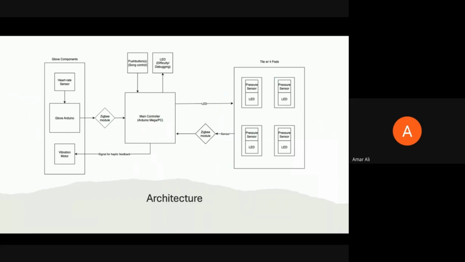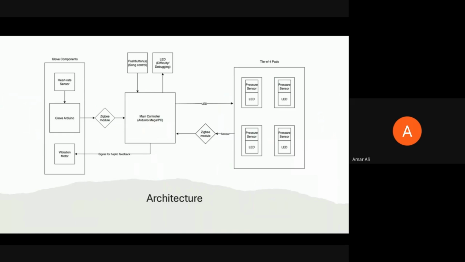For the tile with 4 pads, it will have 4 pressure sensors and 4 LEDs. The pressure sensors are to detect the punch, and the LEDs are to indicate that there is a beat that must be hit at that specific tile. And again, the results of the punching on this tile will be sent by a ZigBee module to the Arduino main controller, and later on to the Java UI for any extra processing.